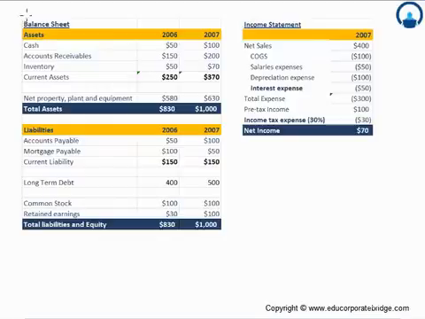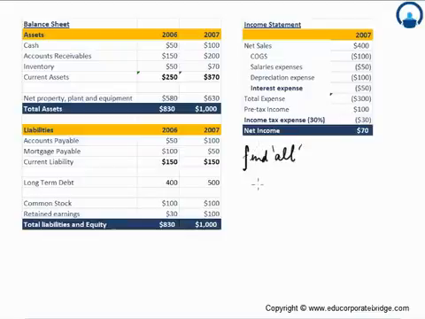So now, having learned almost all of the ratios in financial analysis techniques, let us take this comprehensive example which has a balance sheet and an income statement with us. So the objective of this overall exercise would be to find out all ratios that we have discussed till now.